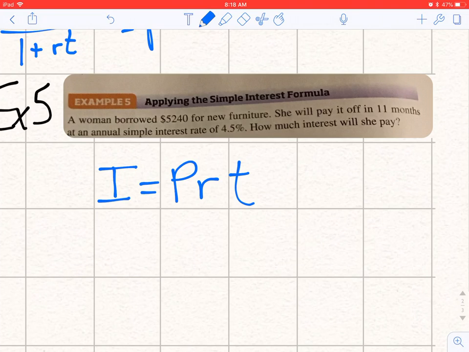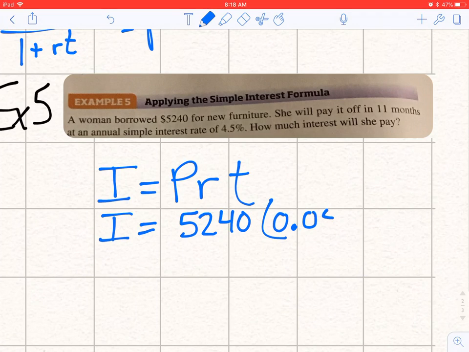So if I'm doing this problem, what we need to make sure is happening is we don't know what the interest is. The principal is 5,240. The rate as a decimal, right? Percent means divide by 100. So 4.5 over 100. In time, 11 months is really 11/12 of a year. Okay, and they gave us that annual rate. Now this is simple interest, so it can be more complicated, but I don't think that's the intention.